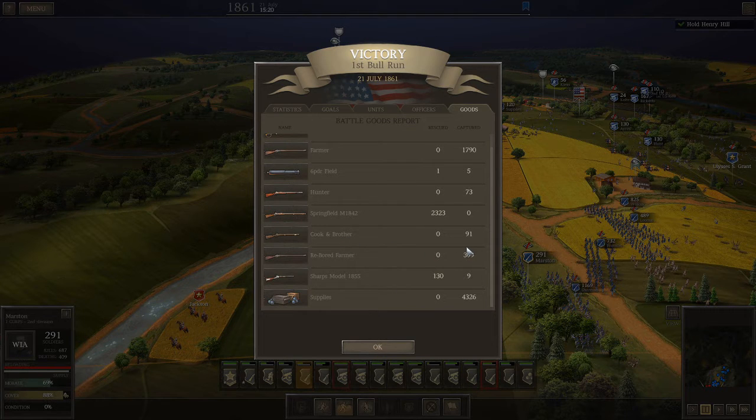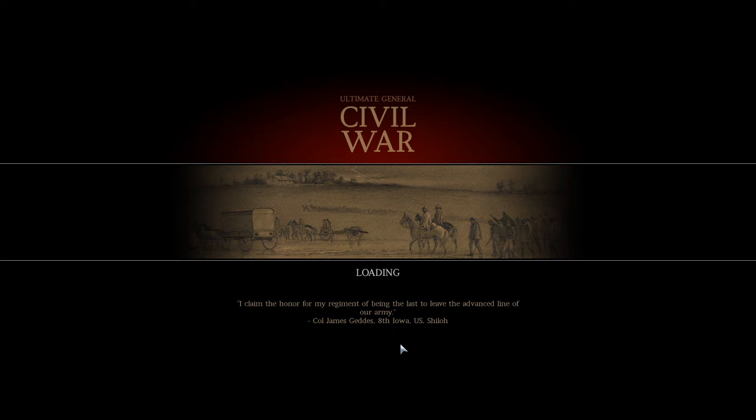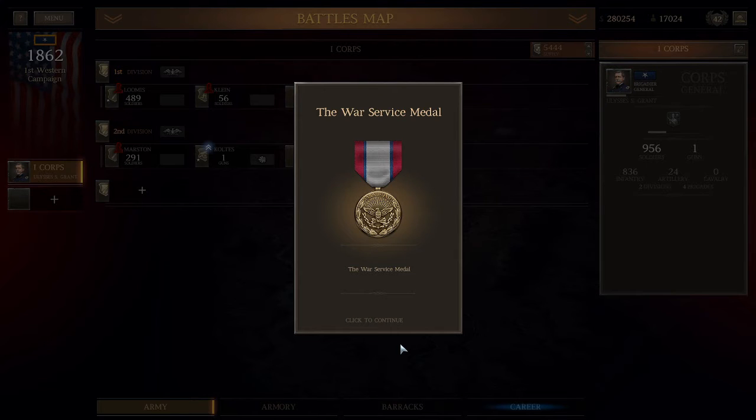Cook and Brother, 91 captured. Reboard Farmer, 399. So that one just has better accuracy and range. And Sharp's model, and Sharp's 55, we rescued 130, captured 90. And supplies, we captured 4,326. That is good. It means that they didn't use their supplies well either.